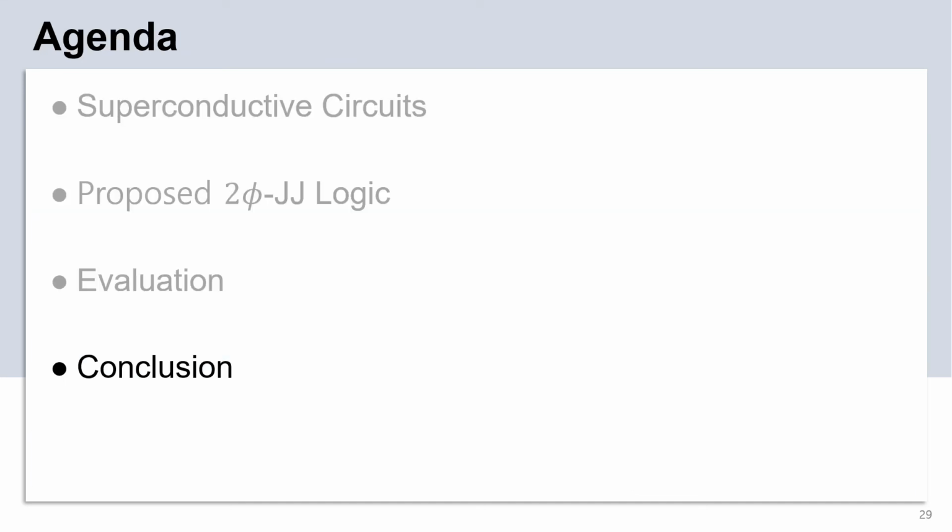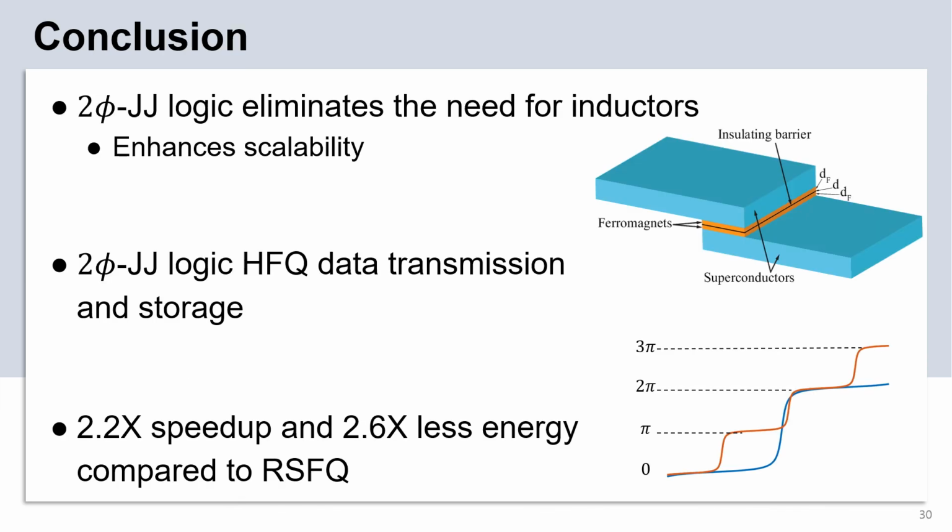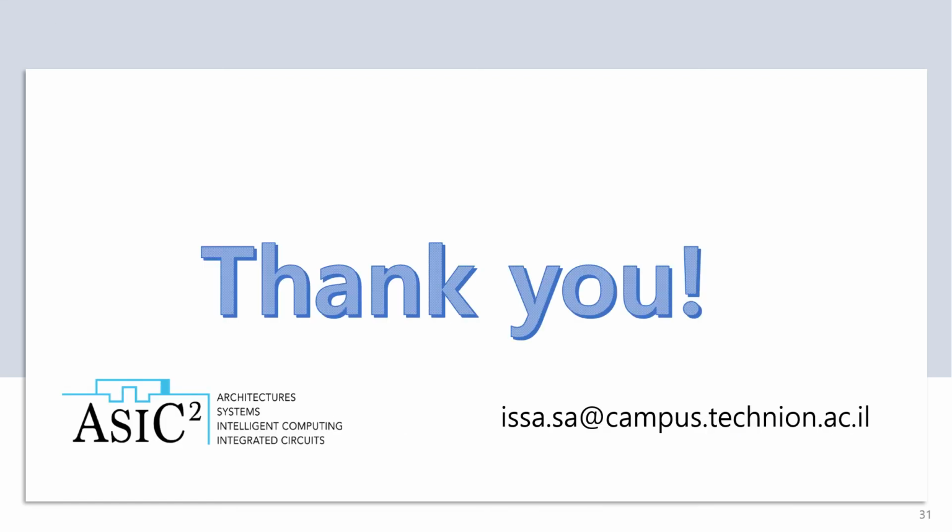So, to conclude our work, we saw that 2-phi JJ logic eliminates the need for inductors, which could enhance scalability, and 2-phi JJ logic enables us to have HFQ data transmission and storage. The simulation shows us we can have a 2.2 times speedup and 2.6 times less energy compared to regular RSFQ. Thank you for listening.